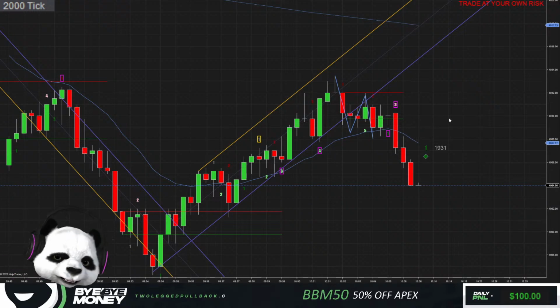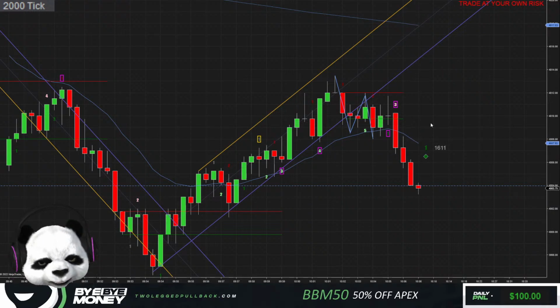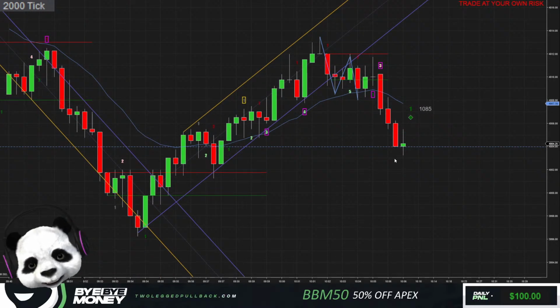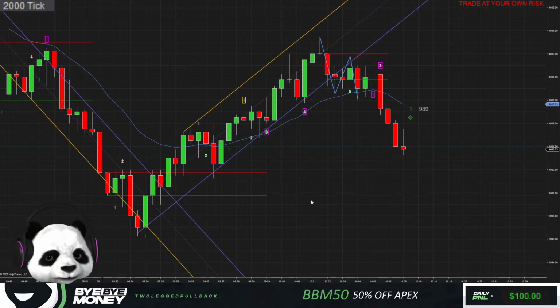It's just tricky. Nor was I looking for necessarily a reversal here. I wasn't looking for that, to be honest. But we also have this L4 setup. I wasn't looking for a reversal, but the reversal obviously ends up working out for you.